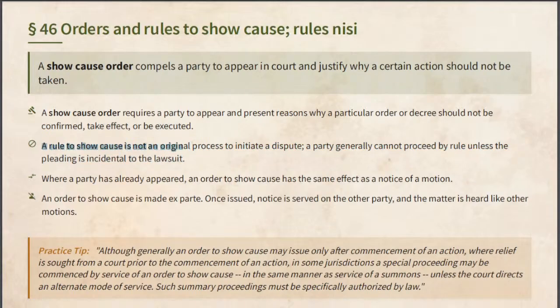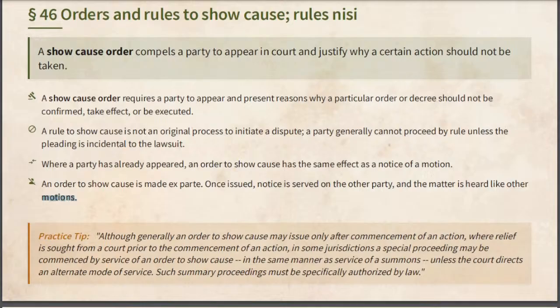A rule to show cause is not an original process to initiate a dispute, where a party is already appearing. An order to show cause has the same effect as a notice of motion. So where a party has already appeared. An order to show cause is made ex parte. Once issued, the notice is served on the other party, and the matter is heard like other motions.